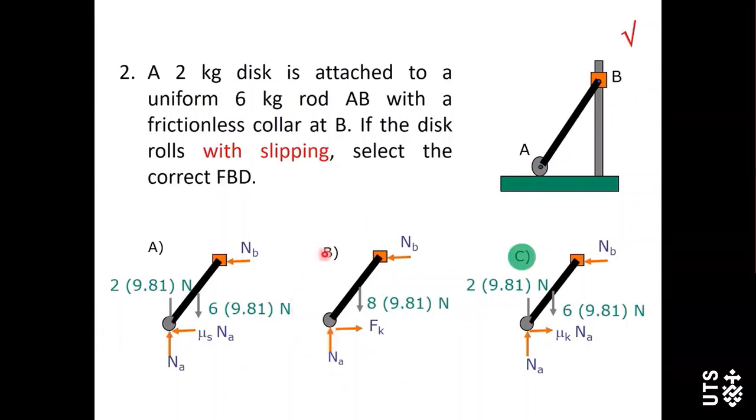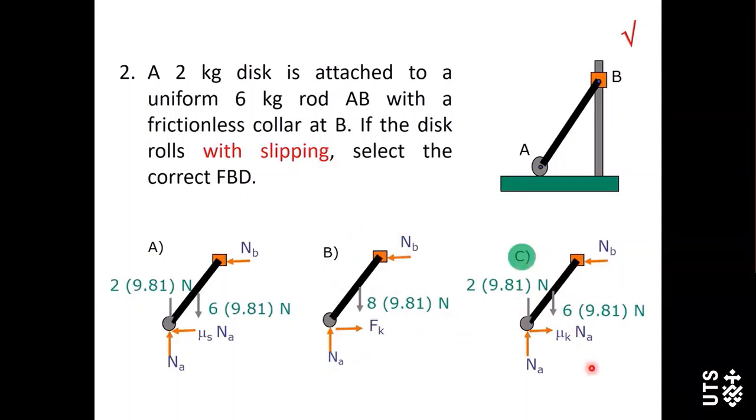Why is B incorrect? And here, Fk means kinetic friction force. This is correct. The direction is also correct. But here, the middle point of this rod is not the mass center point of this system consisting of this disc and the rod. So that's why this answer B is incorrect.